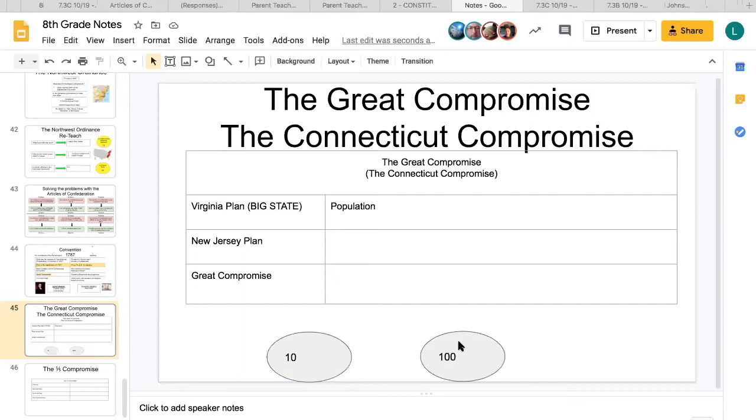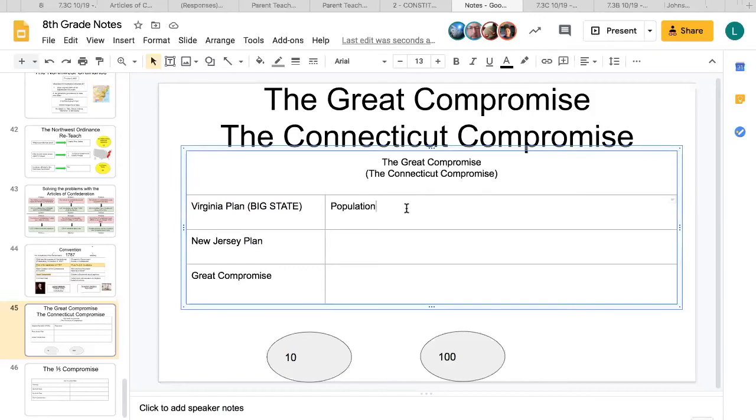So what Virginia wants is for bigger states to have more power. Why does Virginia, a big state, want bigger states to have more power? So that they can have more power. But why are they justifying that they should have more power? I know Virginia wants more power, but why, because ain't nobody going to just give Virginia power. What does Virginia have that makes Virginia think they should have more power? More people. So the Virginia plan is that population determines the number of votes in Congress.